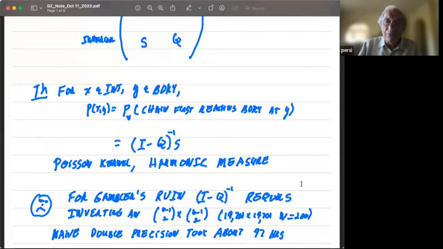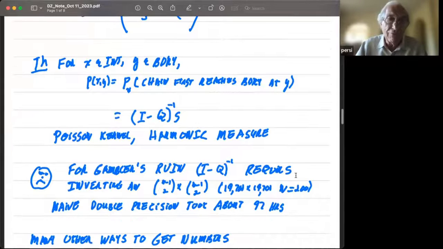And so in principle, for small n's like 300, you could just compute. For Gambler's Ruin, I minus Q inverse required inverting an n minus 1 choose 2 by n minus 1 choose 2 matrix. And when n was 200, that was 19701 by 19701. Stew Ethier, my co-author in this work, did it in Mathematica in double precision. Don't laugh, those of you who know how to compute, but he likes Mathematica, and it took 97 hours to compute that inverse.